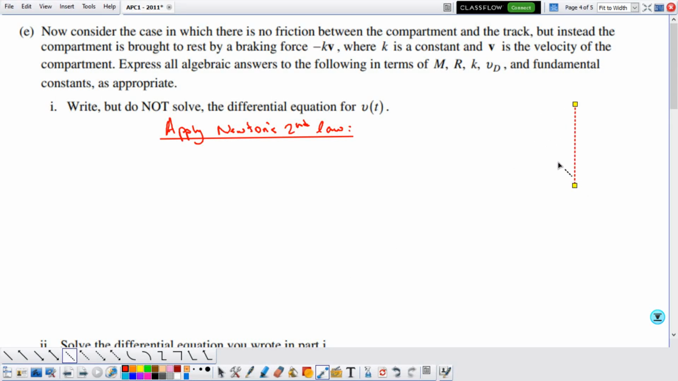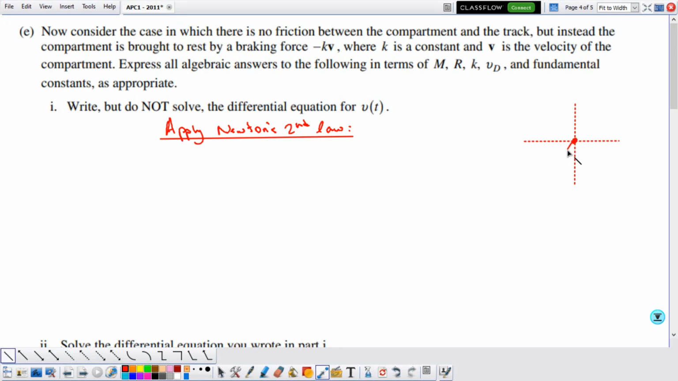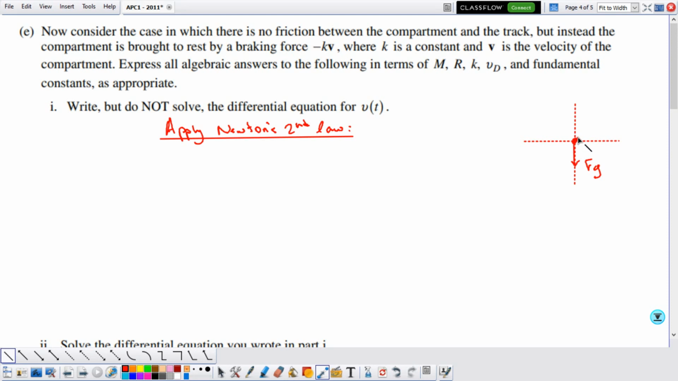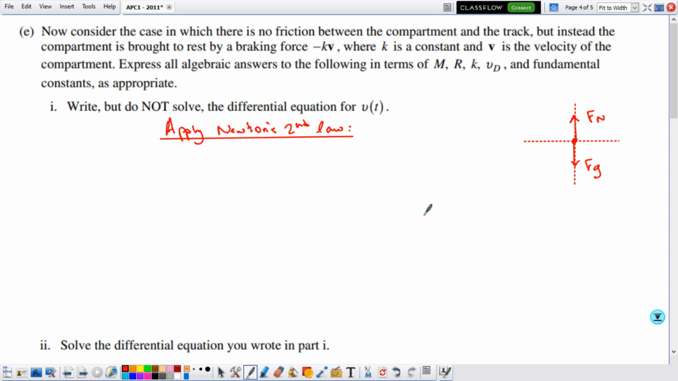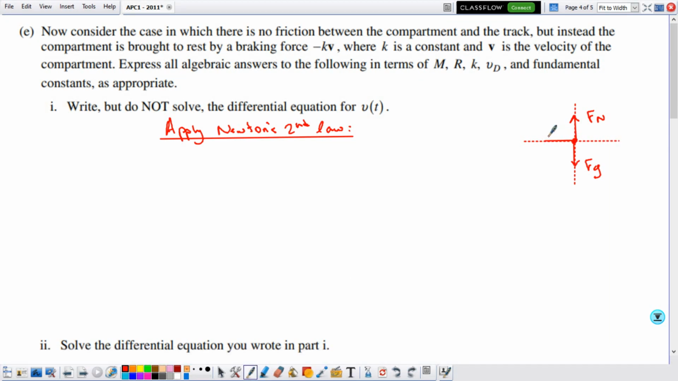So let me here represent an FBD that represents the compartment at a point between D and E. What are the forces acting on the compartment? We have the pull of gravity down, balanced by the normal push, which is up, and the drag force or braking force would be acting in a direction opposite to that of motion. Let me say that this is Fd. Now Newton's second law is given by F net equals ma.